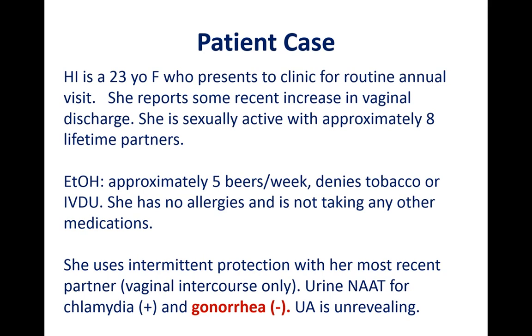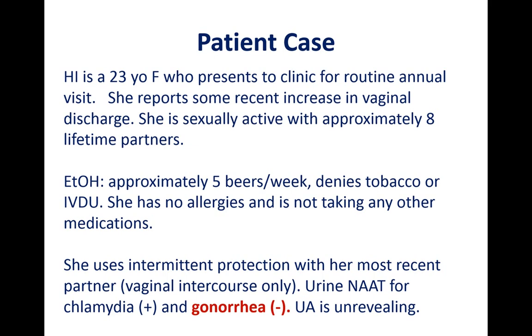So we have a patient, HI, who's a 23-year-old female who presents to clinic for a routine annual visit. She reports some recent increase in vaginal discharge. She's sexually active with approximately 8 lifetime partners. Her social history is consistent with 5 beers per week. She denies tobacco or IV drug use. She states that she does not have any drug allergies and is not taking any prescribed medications. She tells you that she uses intermittent protection with her most recent partner, and she only does vaginal intercourse.